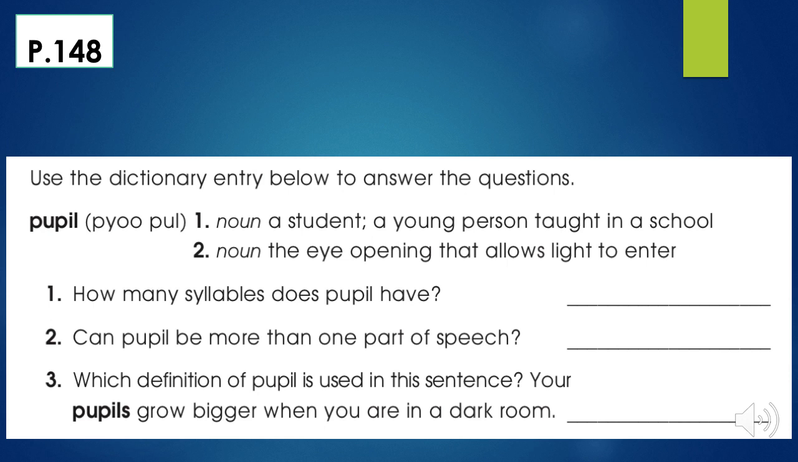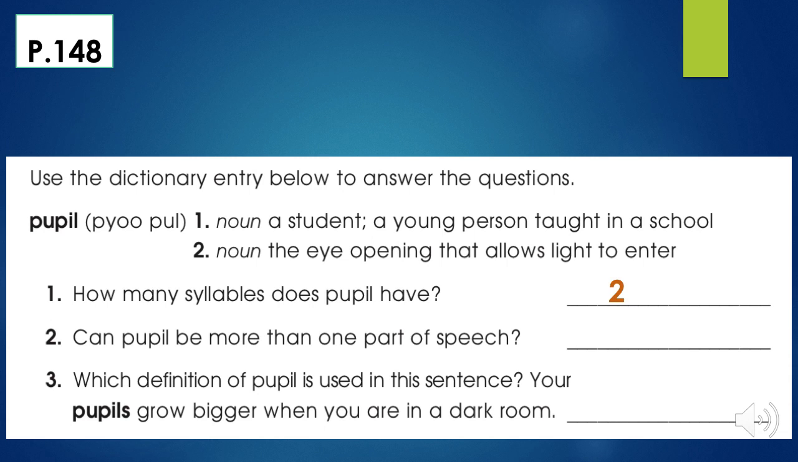Pupil. Pupil. As we said before, how can we recognize the syllables? By knowing how many vowel sounds are in the word, right? Pu, this is the first vowel sound. Pull. Oh, this is the second one, so we have 2. Very good.